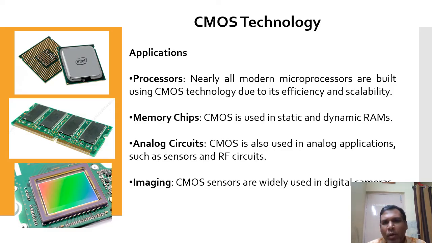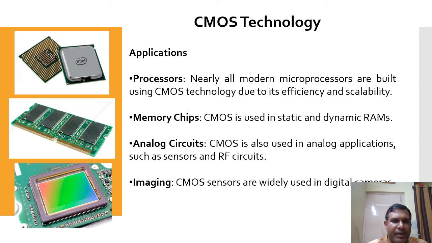So nowadays all the modern applications like laptop, mobile phone, smartphone, and all the advanced electronic devices require one processor, because nowadays everything is user interface based. Whatever the customer wants, accordingly that processor will process the instruction, and based on that the device or application will work. So the processor is very important. Most processors are based on CMOS technology. Nearly all modern microprocessors are built using CMOS technology due to its efficiency and scalability.